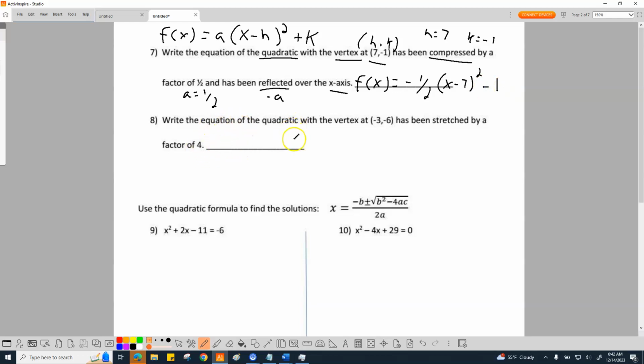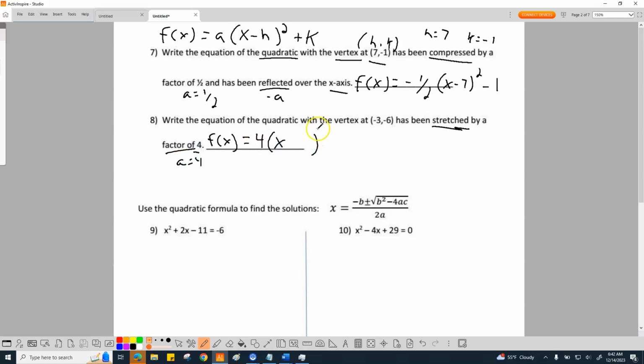So now I'm going to do number 8. Write the equation of the quadratic with the vertex at -3, -6, and has been stretched by a factor of 4. Good for us. Watch how I can do this quickly. F of x equals, remember, stretched means our a, and a factor of 4 means our a is 4. Any reflections? None. So that's going to be the positive.